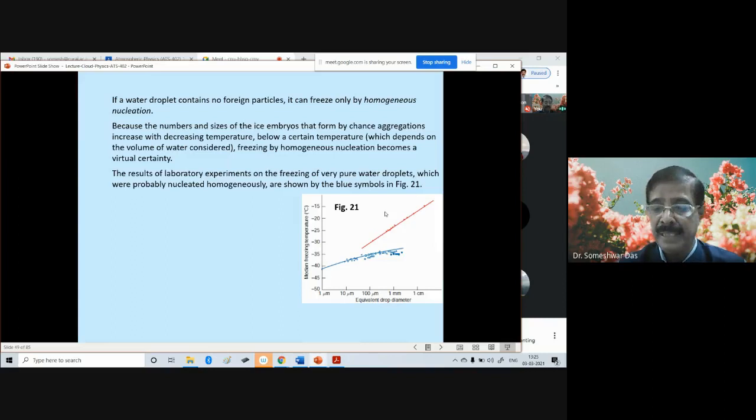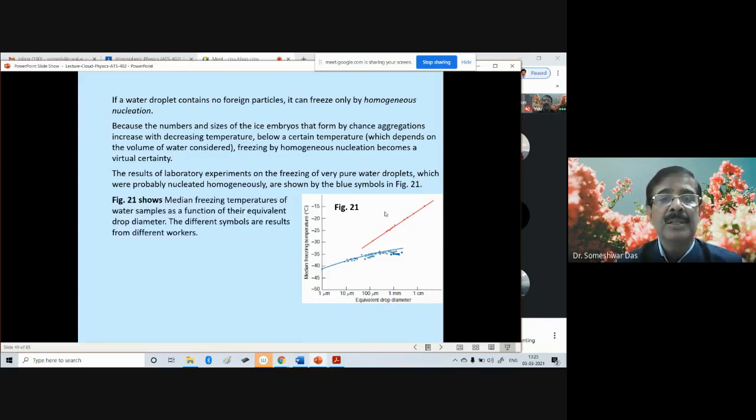Blue and the red curves. Okay. So this diagram is showing the median freezing temperature of the water samples as a function of their equivalent water drop diameters. The different symbols are results from different workers. Different authors have found different results, but they're all matching and falling into the same line.